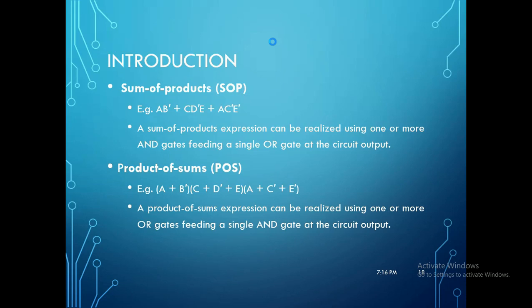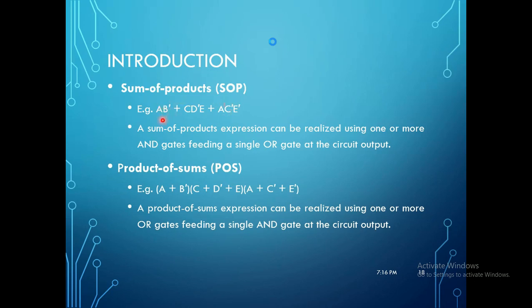Here let us take one example for sum of products. As the name says, it is a sum of products. So what are the products here? You have written A B bar, C D bar E, A C bar E bar. All these are products. A into B bar is a product. There is the first product, second product, third product. Now you add up these products. So what it becomes? Sum of products.